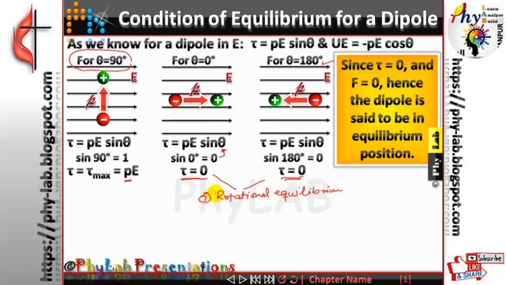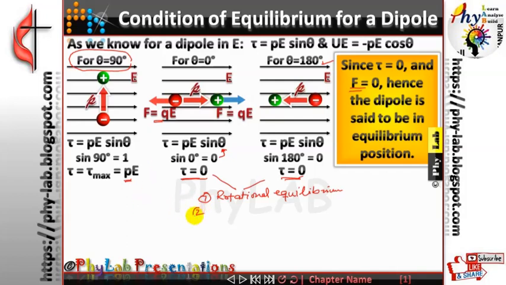Now, since the dipole is in rotational equilibrium, the dipole is not going to rotate presently. Now if you look at the force part, the negative charge experiences a force which is directed opposite to the electric field, whereas a positive charge experiences a force which is directed along the direction of the electric field. Both forces are equal in magnitude with their line of action being the same. Hence the net force also becomes 0.